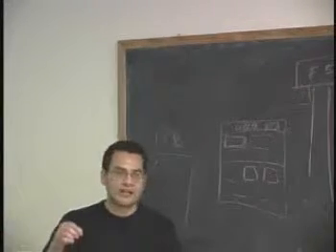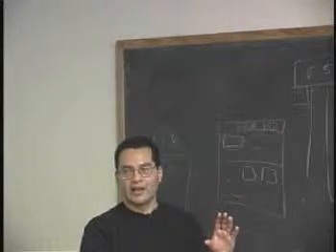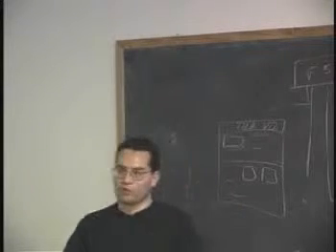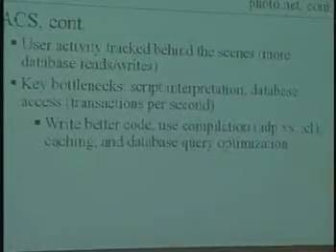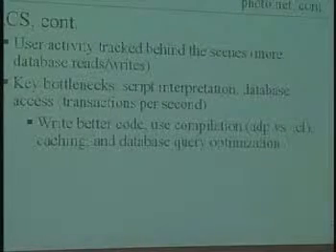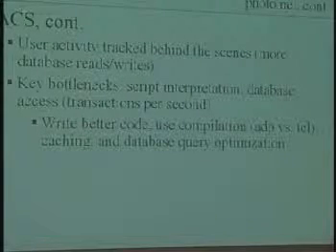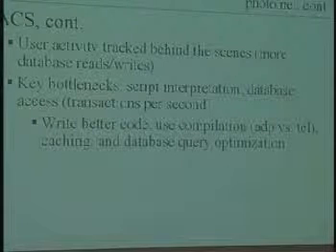On Photo.net, it also turns out each article does have a set of user comments at the end. And so you can actually go and add a comment at the end. So there are more database hits that you can get from that. This user activity that's tracked behind the scenes adds more load. And what our bottlenecks are at that layer, there's a couple of them. One is script interpretation. You guys know the difference between an interpreter and a compiler. Well, guess what? Tcl is an interpreter.